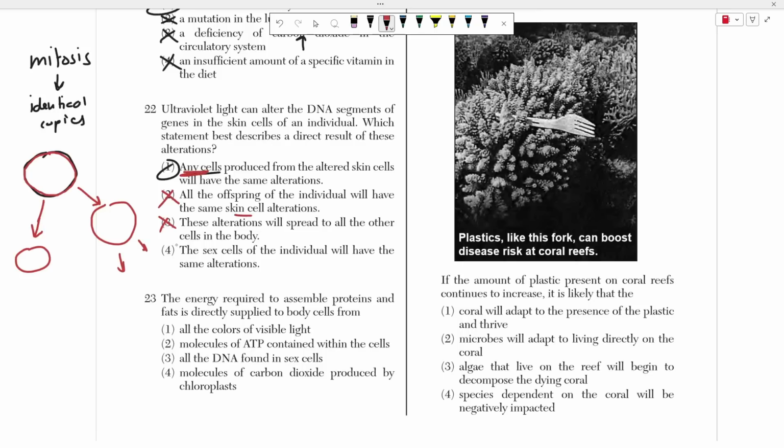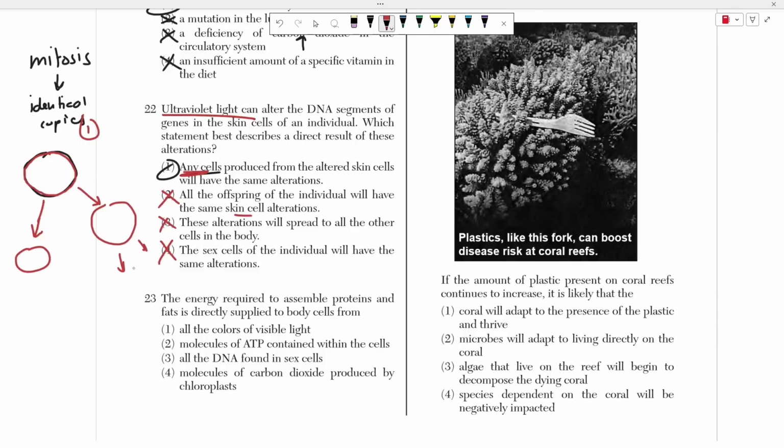4, the sex cells in the individual will have the same alteration. This is also false because if the skin cells are mutated, that doesn't mean that the sex cells will be mutated. If the sex cells were exposed to UV radiation as well, then yes, they would be altered. But again, just because one of your cells is altered doesn't mean that all of your cells are altered. Remember, your body is divided into specific types of cells. So if your skin cells were the ones that got exposed to UV light, then they will be the ones that will be altered. But just because one type of cell is altered doesn't mean that all cells will be altered.